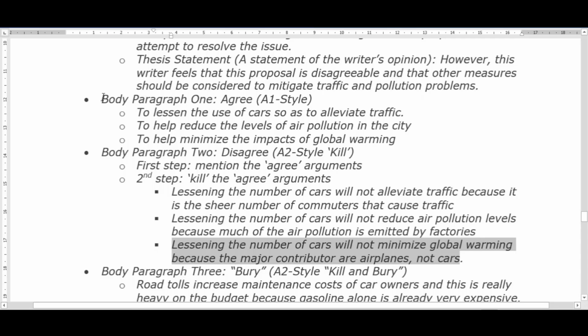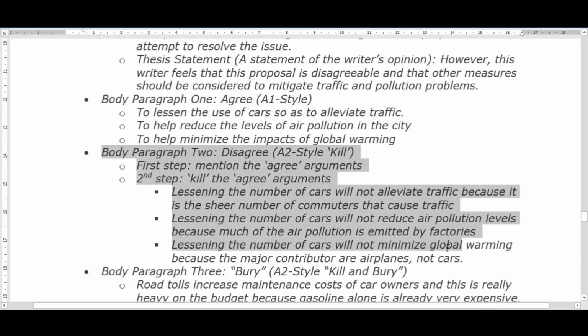You can just use the agree over there, or you can use the A1 style, or you can use the A2 style, the kill style, when you mention the agree arguments first over here. There, first mention the agree arguments, and then you have these 3 arguments that would kill all of the agree arguments. So optionally, we can add a third paragraph, which is now the kill and birdie style.